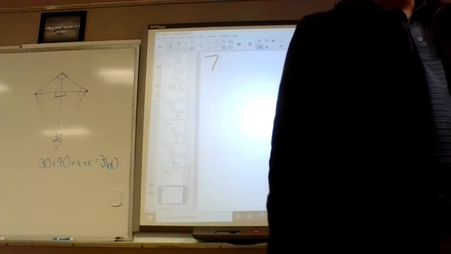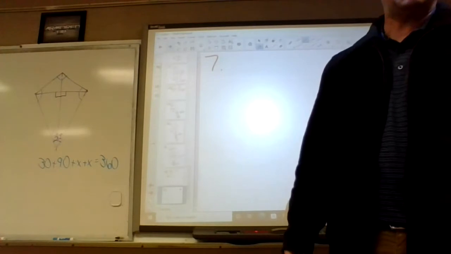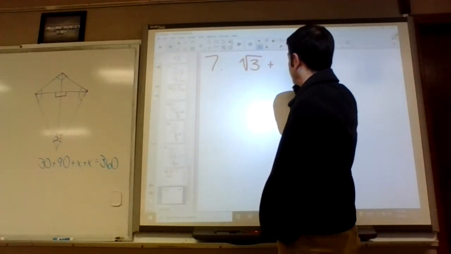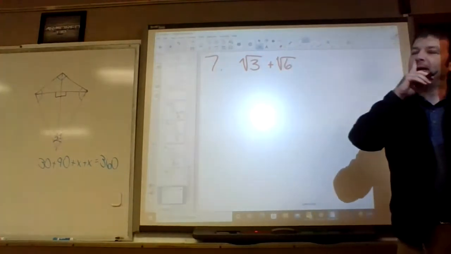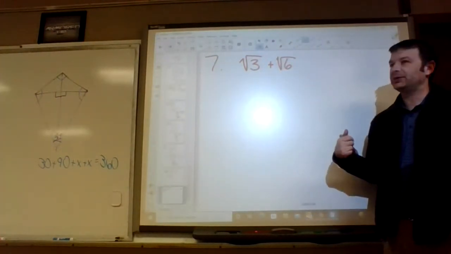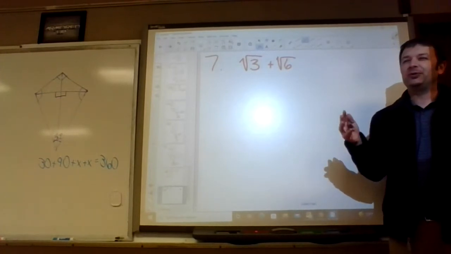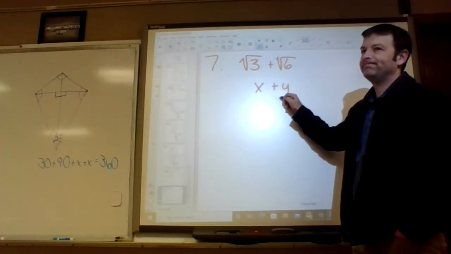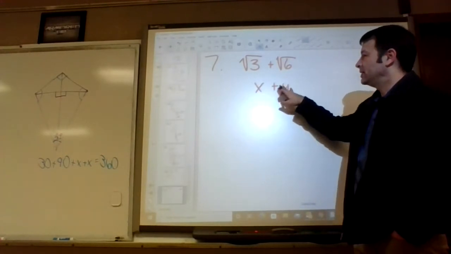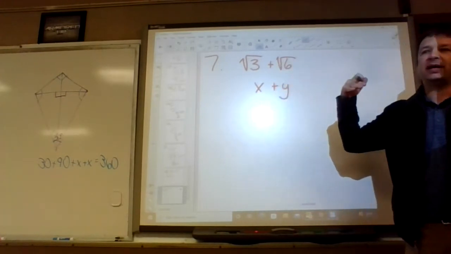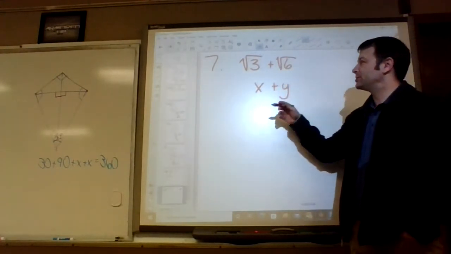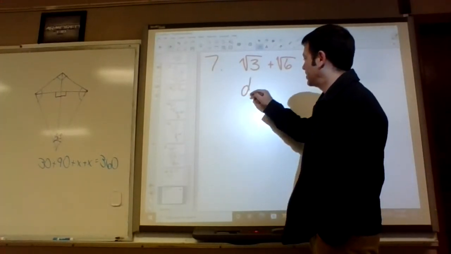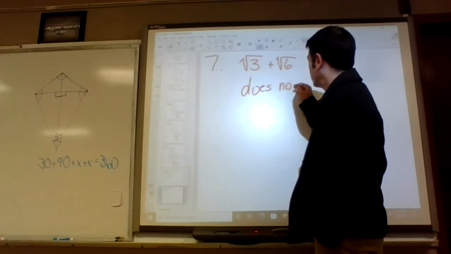Number 7, simplify if possible. Otherwise state not possible. Can we simplify square root of 3 plus square root of 6? No. Okay, again, if you have a nice calculator, it can kind of do this for you, but if the square roots are different, it's kind of like, can we simplify x plus y? No. Unless they're like terms, you cannot add them together. So this number 7 does not simplify, so what do you write? It's not possible. Does not simplify. Not possible.